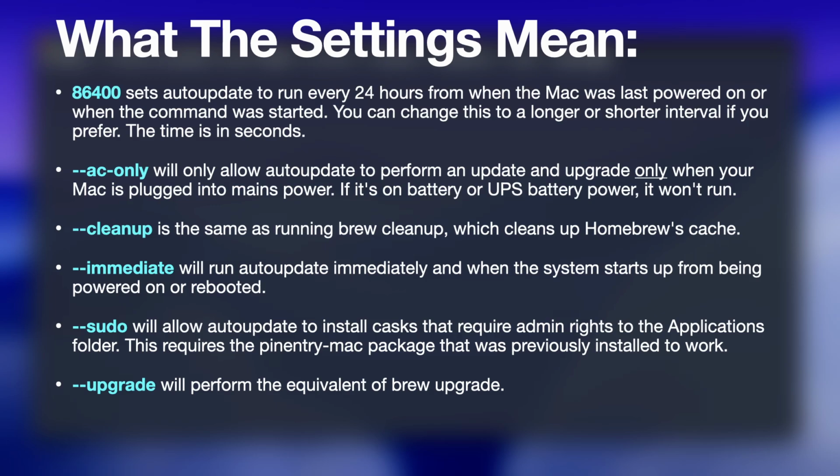--ac-only will only allow Autoupdate to perform an update and an upgrade when your Mac is plugged into mains power. If it's on battery or UPS battery power, it won't run. --cleanup is the same as running brew cleanup, which cleans up Homebrew's cache. --immediate will run Autoupdate immediately and when the system starts up from being powered on or rebooted. --sudo will allow Autoupdate to install casks that require admin rights to the applications folder. This requires the pinentry-mac package that was previously installed to work. And finally, --upgrade will perform the equivalent of brew upgrade.